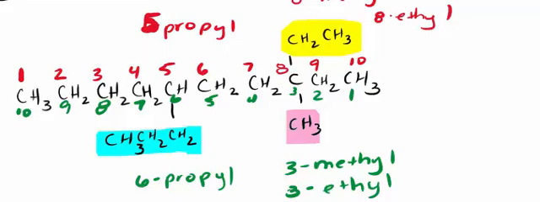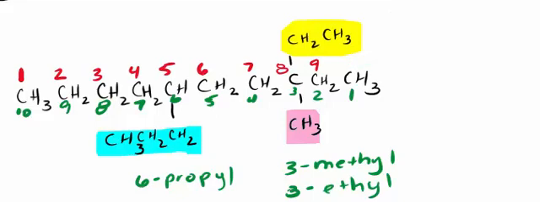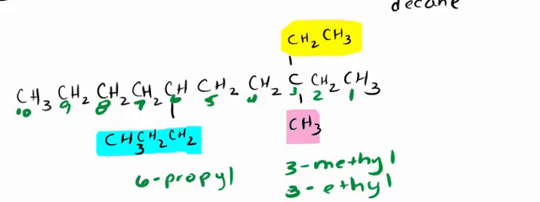Because 336 is less than 588, we're going to go with the numbers that are on the bottom, the green numbers, and we're going to build our name that way. So we start with our longest parent chain, which in this case is 10 carbons long. They are all single bonds, so we're going to start by calling this decane. Decane is the parent. And it looks like I might be just off screen, so I'll write that down here.